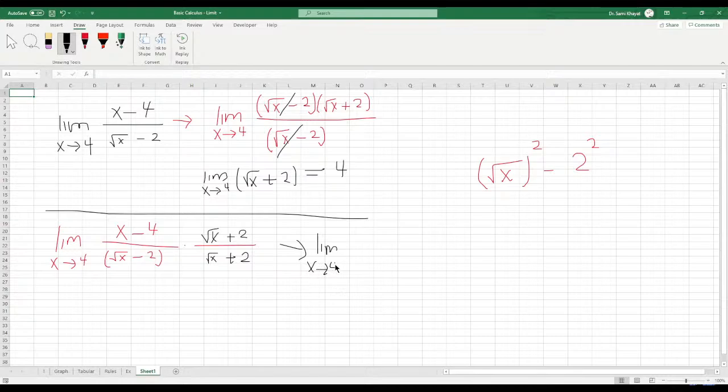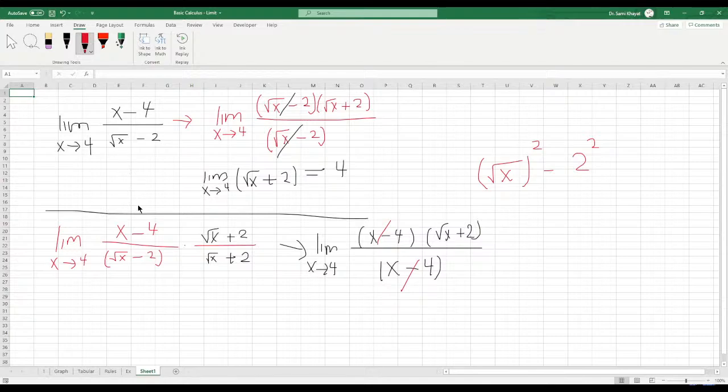Approaching 4, the one up is x minus 4 times square root of x plus 2. And down, if you multiply this by this one, you will get x minus 4, the difference of squares. And then after that, you can cancel this one with this one. You will have the same answer that we have up. Okay, this is another example.